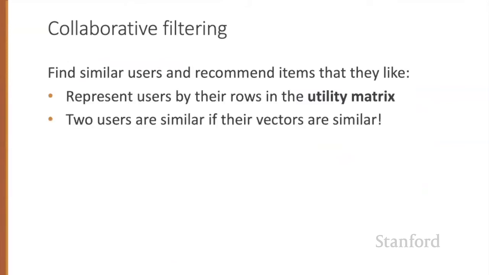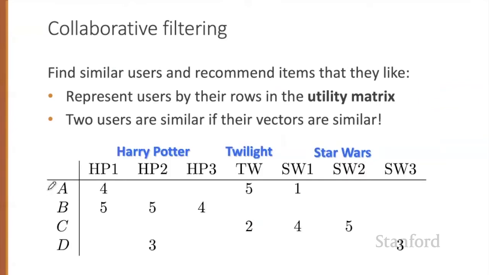To find similar users, we'll represent them by their rows in the utility matrix and say that they're similar if their vectors are similar. So perhaps users A and B are similar because they both love Harry Potter 1. And maybe A and C, we'd like them to be dissimilar. A loves Twilight, C loves Star Wars, but they both hate the opposite one.